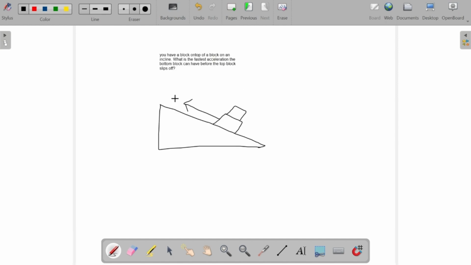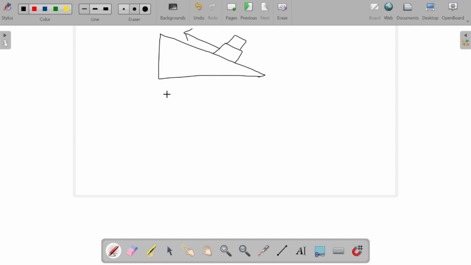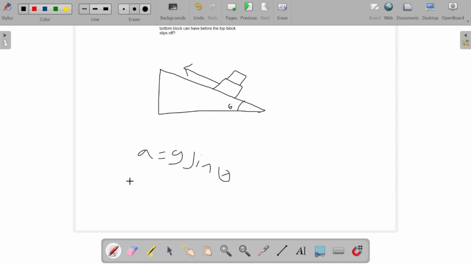So first off, what do you know about something on an incline? What's its natural acceleration? The natural acceleration of something on an incline is a equals g sine theta, where this angle is theta. And the force it's experiencing downwards is therefore mg sine theta. So this block is experiencing a force this way equal to mg sine theta. Now we have to find what its maximum acceleration in this direction can be in order to calculate its friction.